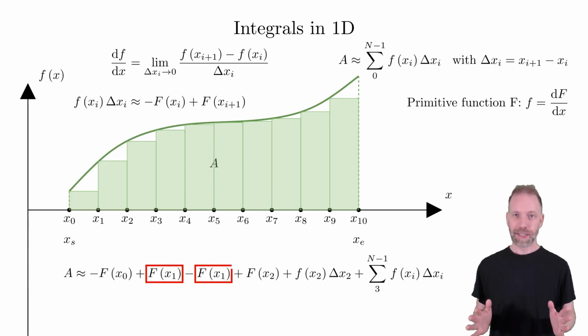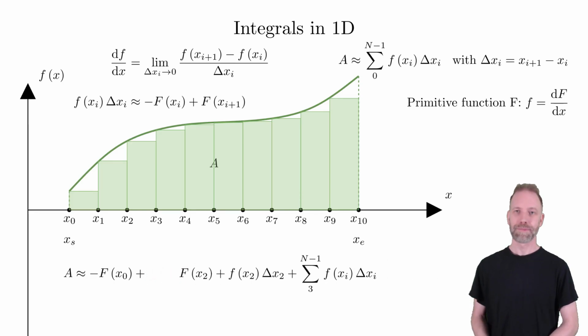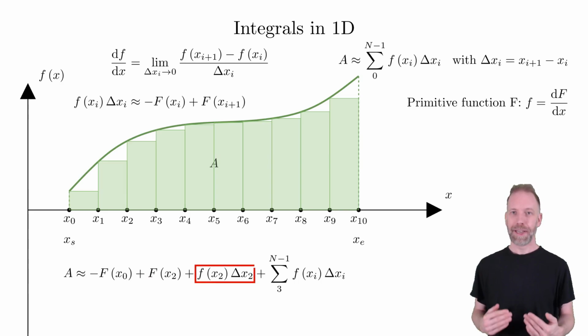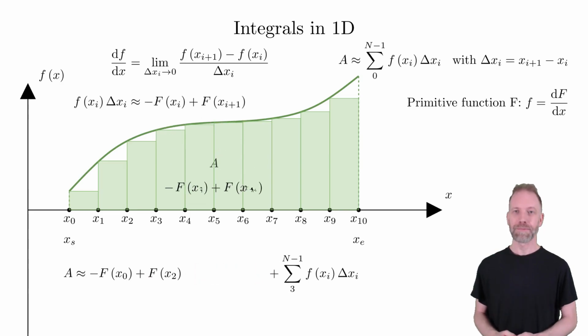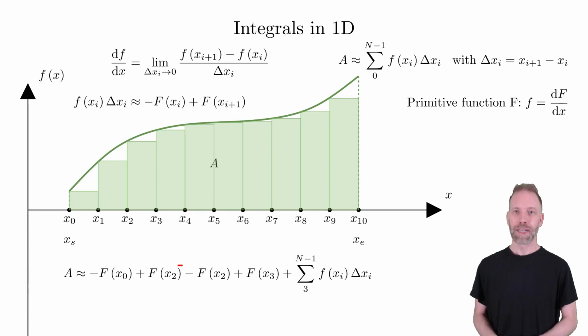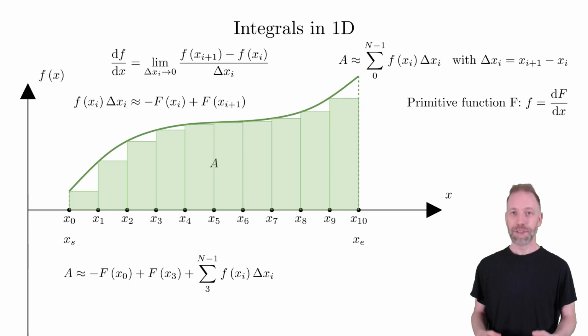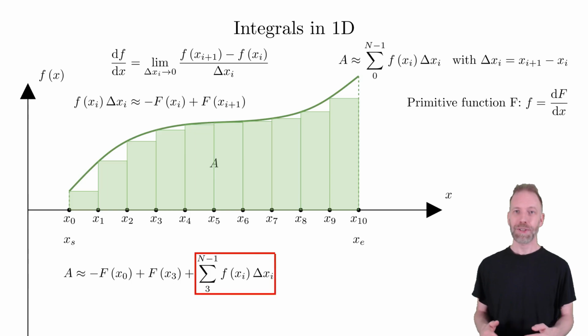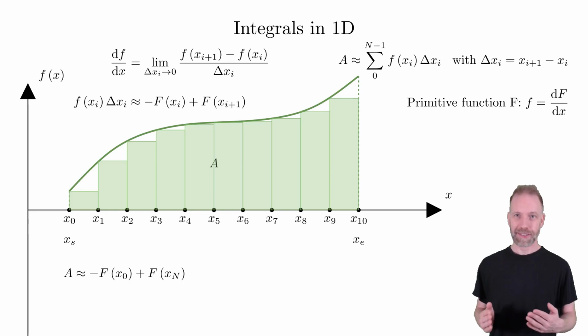Now, these two will cancel. Replace the third term with the approximation, and these two will cancel. I hope you see the pattern. For each extra term we add, the inner terms will cancel, and we only keep the first and the last term. If we do it for every single term, all that would be left is minus F of x0 plus F of xn.